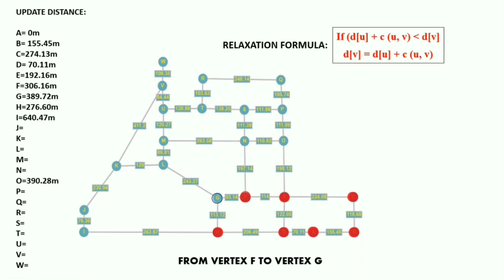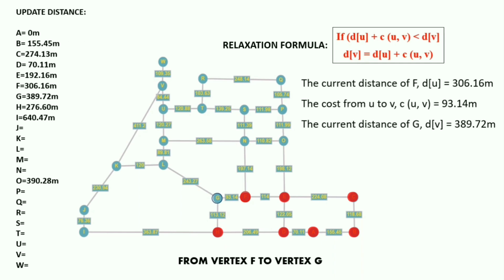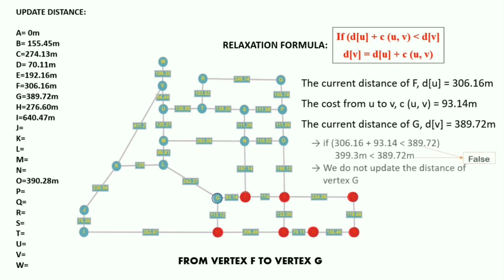The vertex connected to vertex F are G, vertex E, and vertex N. We will perform relaxation to the connected vertex. So we start from F to vertex G. The current distance of F is 306.16 meter, while the cost from U to V is 93.14 meter, and the current distance of G is 389.72 meter. So this is the condition. It is false, so we do not update the distance of vertex G.